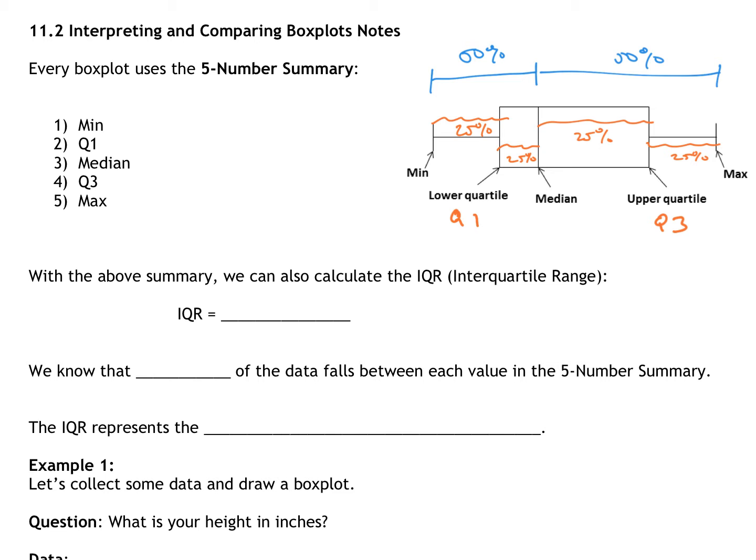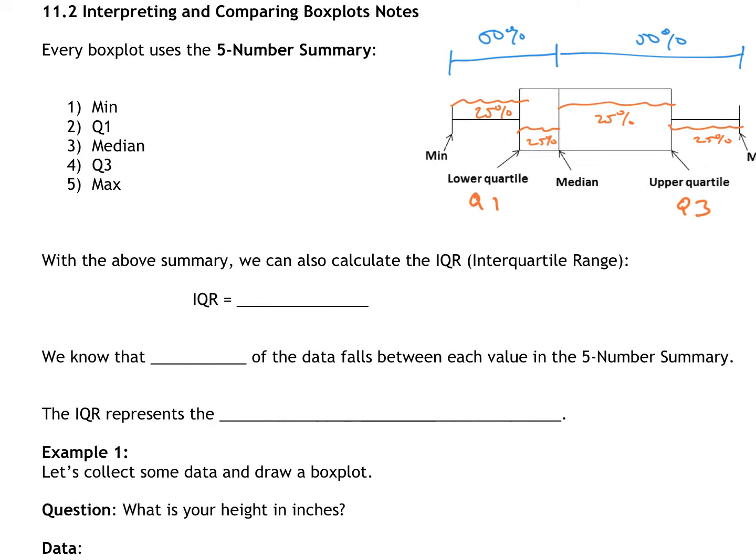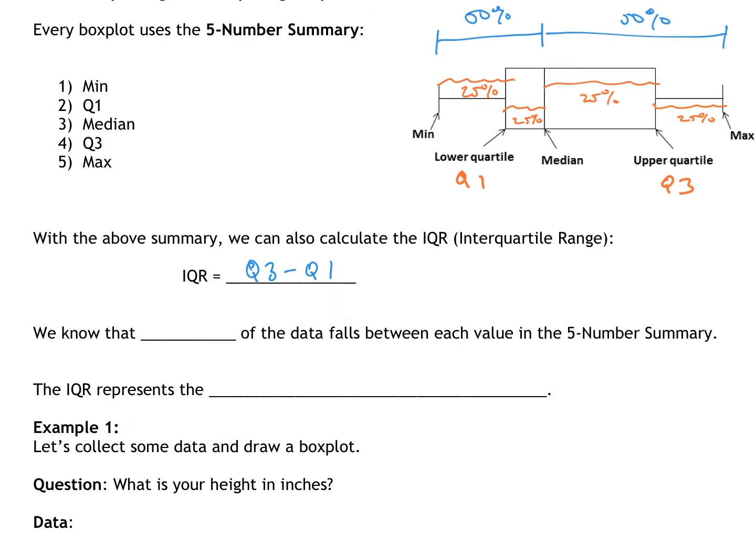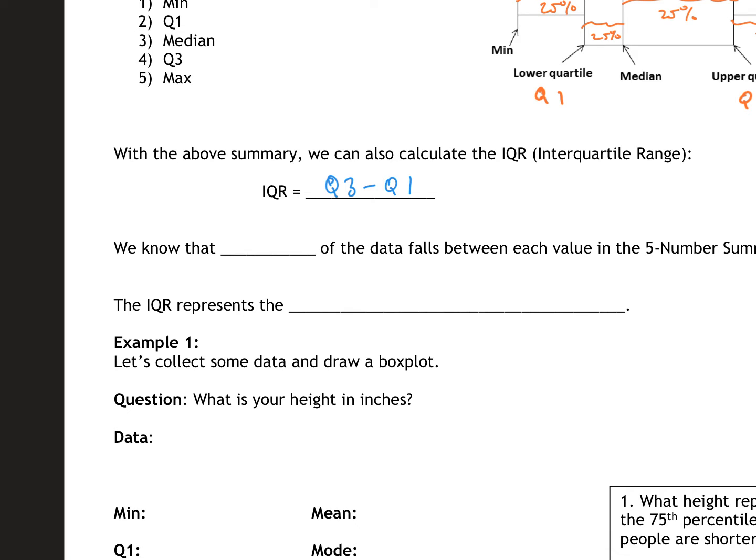So next, with the above summary, we can calculate the IQR. Once again, the interquartile range is Q3 minus Q1. So your upper quartile minus your lower quartile. Kind of looking at this, we know that 25% of the data falls between each value. The IQR represents the range of the middle 50% of your data. All right.